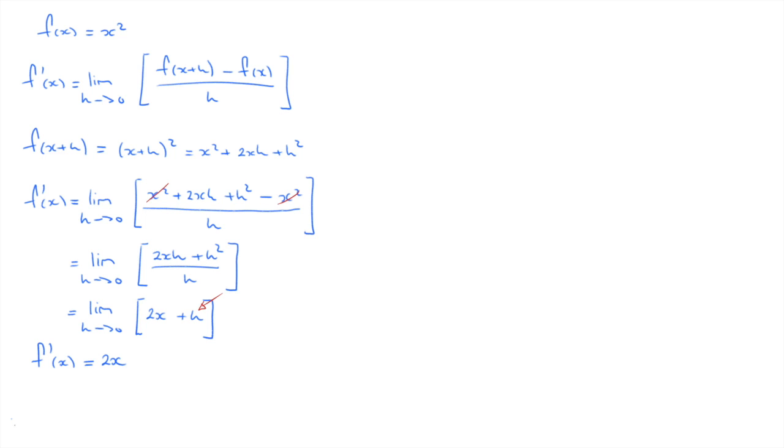Let's say we have to differentiate from first principles f(x) = 2x cubed. Well, again, our starting point is the same. We start with our formula. We know that f'(x) equals the limit as h tends towards 0 of (f(x + h) - f(x)) over h. And in this case, let's work out what f(x + h) would be.